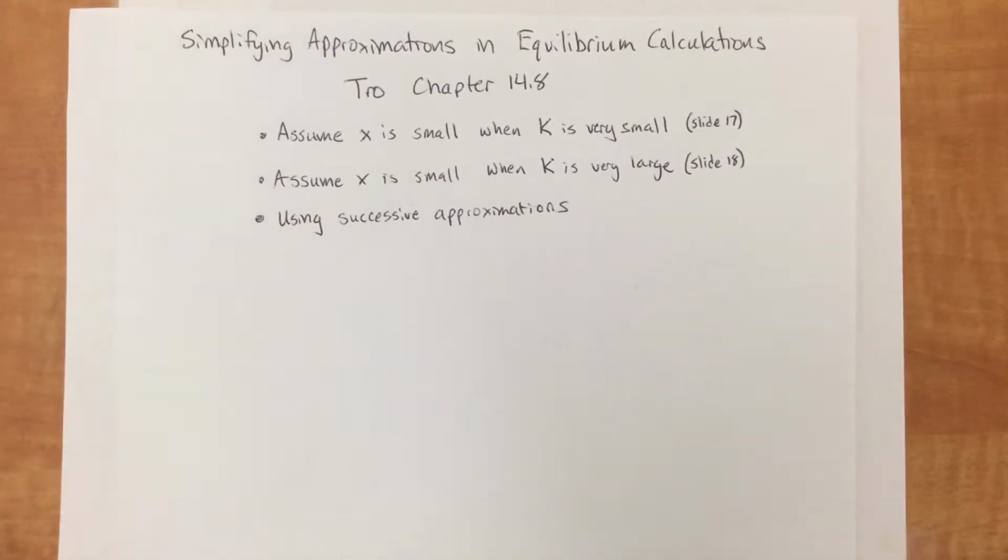Second, we'll cover what happens when K is very large. When can we assume that x is small? This comes from slide 18. Finally, we will look at how we can use successive approximations when our assumptions fail.